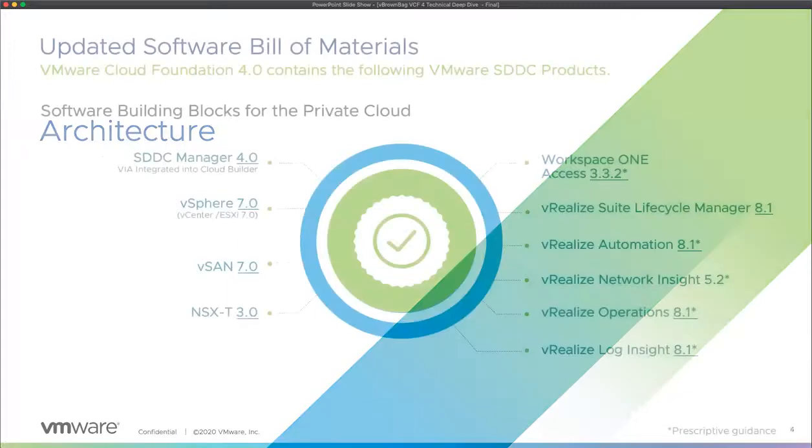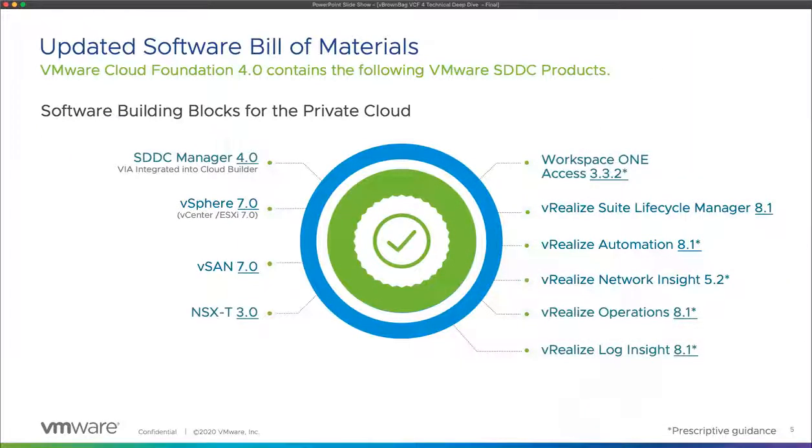Diving in with architecture, as we've seen a couple weeks ago, we have a new bill of materials that ships with VCF 4. Namely, we're shipping vSphere 7 and NSX-T 3. Those are the two main components here, along with vSAN 7.0. On the right-hand side, we see the supported software that works with SDDC Manager, namely vRealize Suite 8.1 and Workspace ONE Access, or the artist formerly known as VIDM.